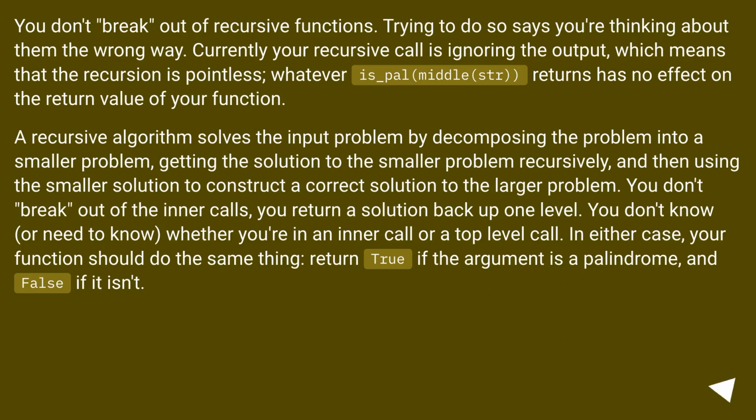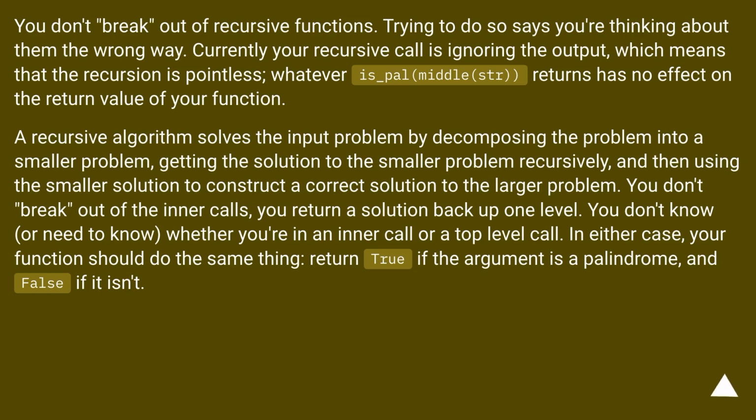You don't break out of recursive functions. Trying to do so says you're thinking about them the wrong way. Currently your recursive call is ignoring the output, which means that the recursion is pointless. Whatever is_pal(middle_str) returns has no effect on the return value of your function.